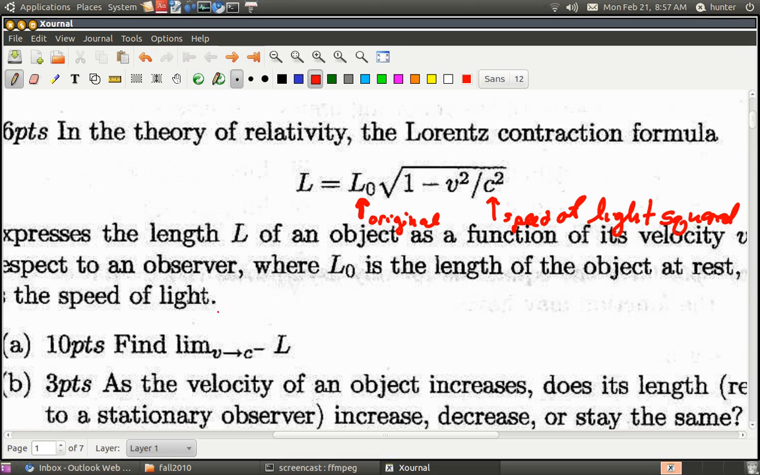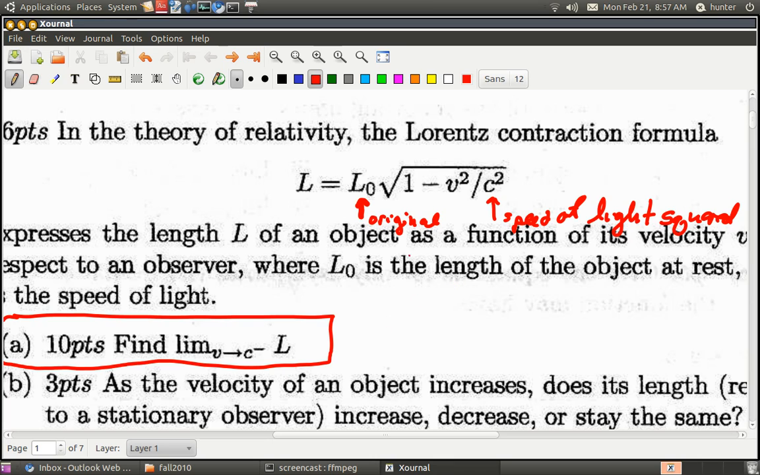And the first thing you have to do, you can see here, question A, is to find the limit as the velocity of the object approaches the speed of light from below. Of course, it has to approach the speed of light from below, right? Because you can't go faster than the speed of light, so there's no way to approach it from above. So the velocity of this object is approaching the speed of light from below, and you're supposed to evaluate the limit as v goes to c.